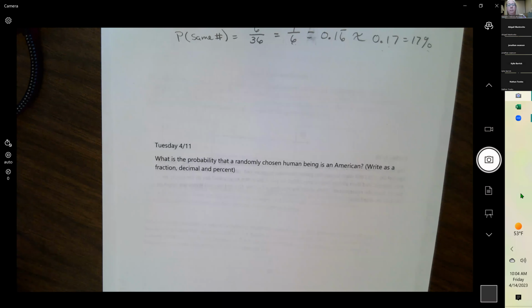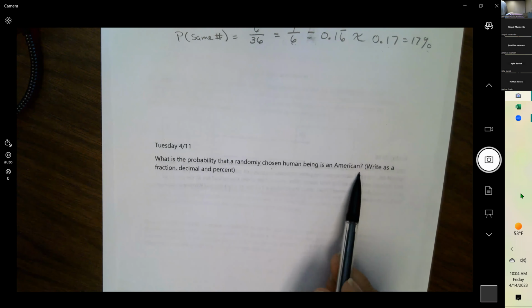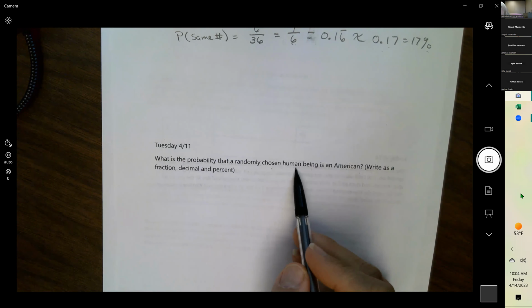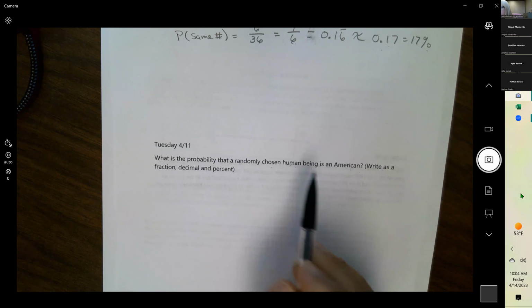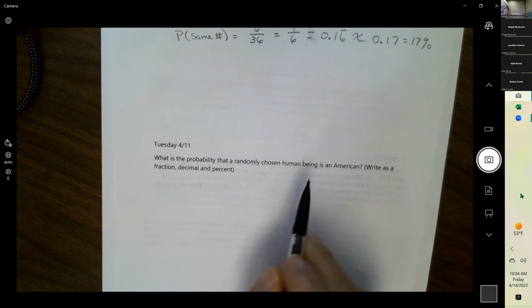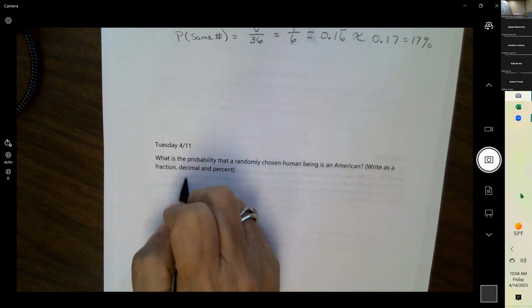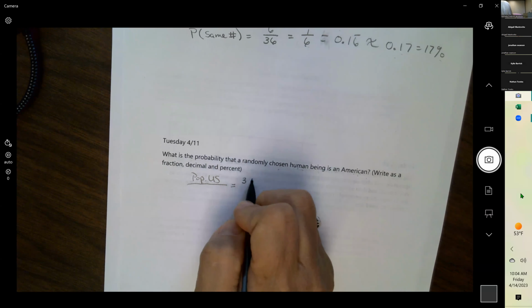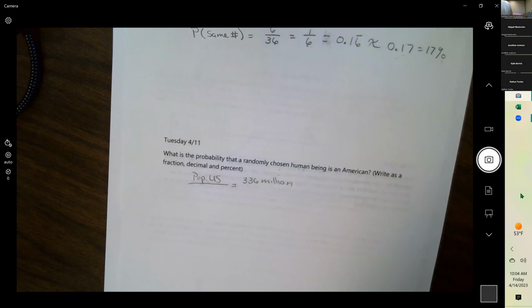For the next one, what is the probability that a randomly chosen human being is an American? Well, a random human being would be everyone in the world and Americans. So we'd need to know the population of the United States and the population of the world. And that can be an estimate, or you could have looked it up. Let's do the United States first. What's the population of the US? When I looked it up, I got 336 million, I think. Okay, yep. Somewhere between 330 million and 340 million.